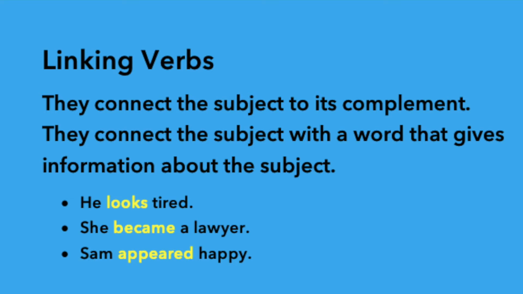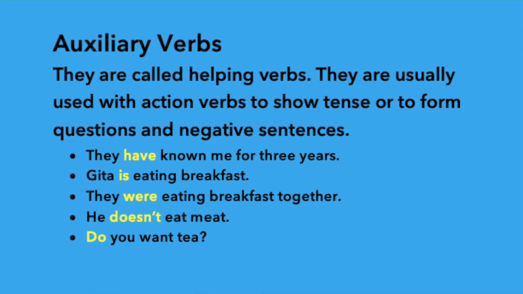Here are the examples. She became a lawyer. Sam appeared happy. The next one is auxiliary verbs. They are called helping verbs. They are usually used with action verbs to show tense or to form questions and negative sentences.